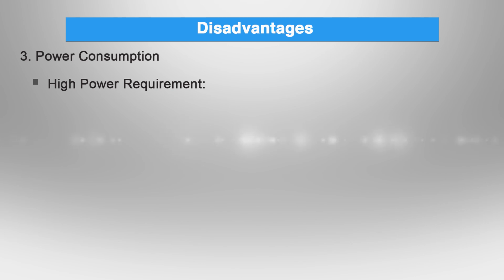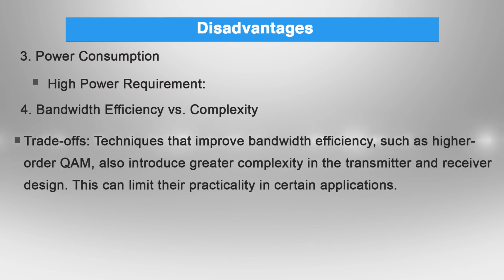Some advanced modulation techniques, especially those used in long haul communication, require higher optical power to maintain signal integrity over long distances, increasing the overall power consumption. Next is bandwidth efficiency versus complexity. Techniques that improve the bandwidth efficiency, such as high order QAM, also introduce greater complexity in the transmitter and receiver circuitry. This can limit their practicality in certain applications.